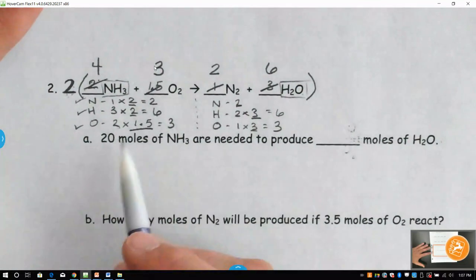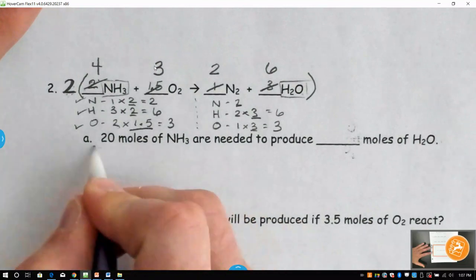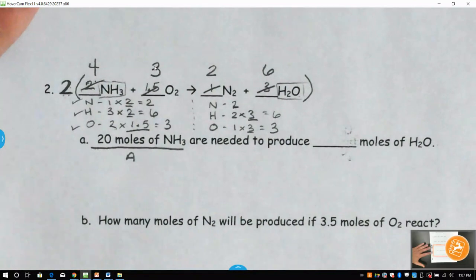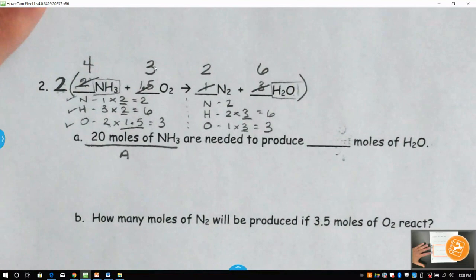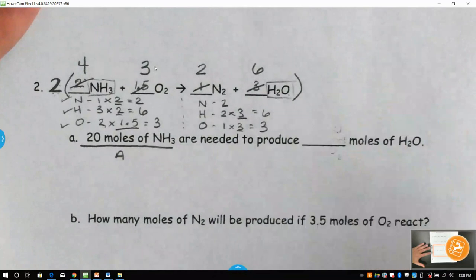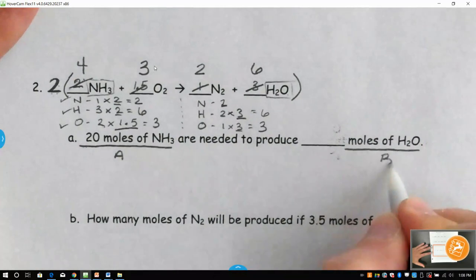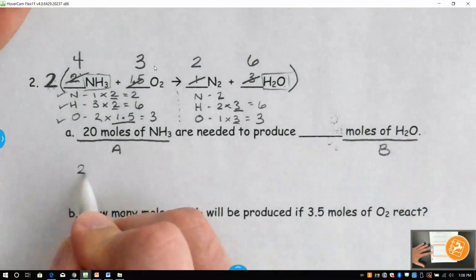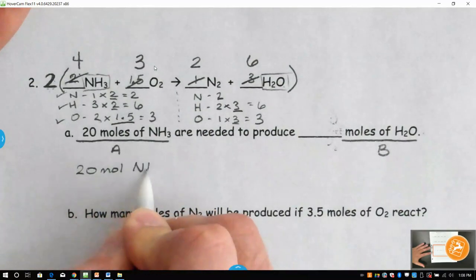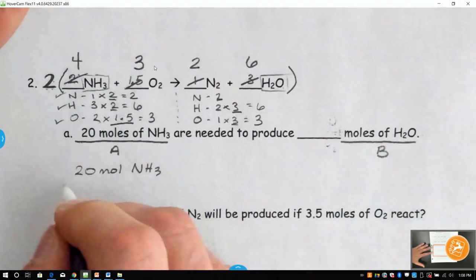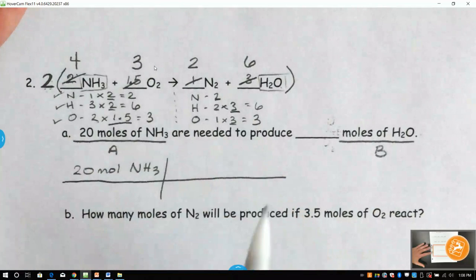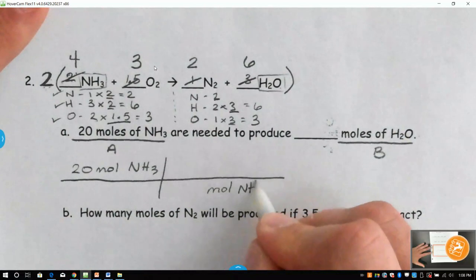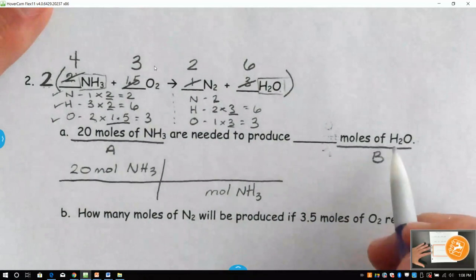Okay, underline what you are given. Label it A. What are we given? We're given 20 moles of NH3. Okay. What do we want? What are we looking for? Moles of H2O. Blank moles of H2O. That's B. Okay. Step 3. Take what we're given, put it in the starting spot. 20 moles of NH3. We need moles of NH3, moles of A on bottom so they can cancel out. So moles of NH3, moles of what we want, B on top.